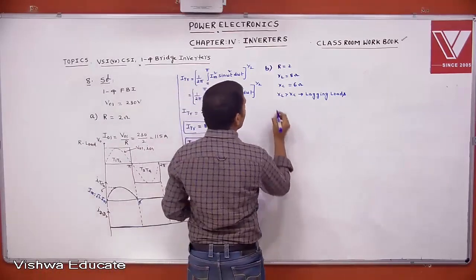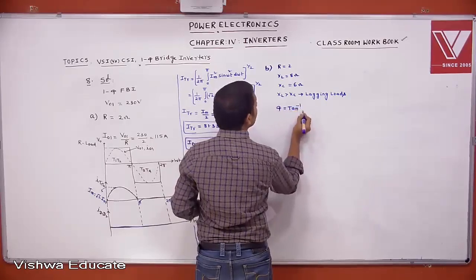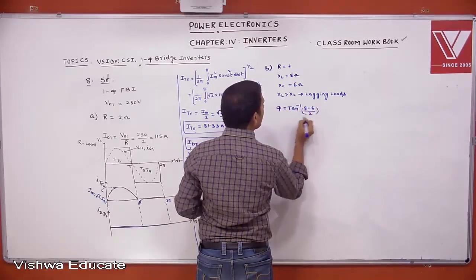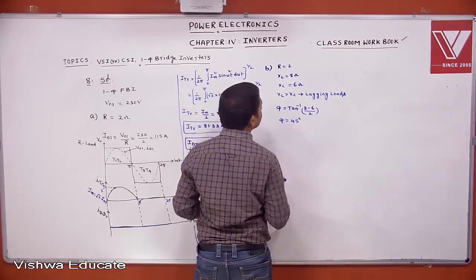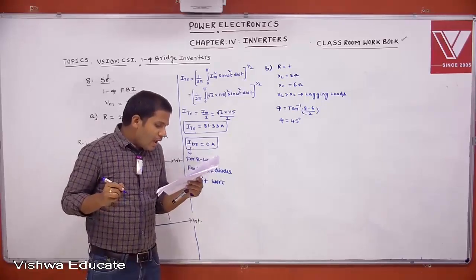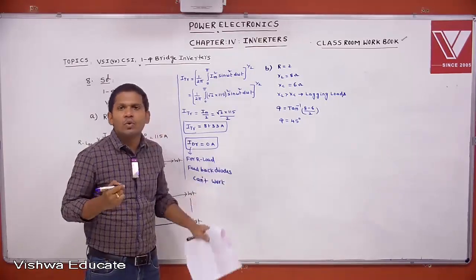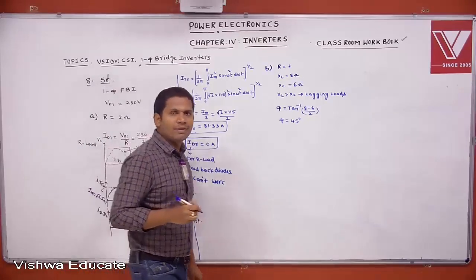Okay. Then what is phi? Tan inverse of (XL minus XC) by R, 8 minus 6 by 2. How much? 45 degrees you can get. Then you calculate average thyristor current, RMS thyristor current and RMS load current here. How much you can get? RMS thyristor current and RMS load current.